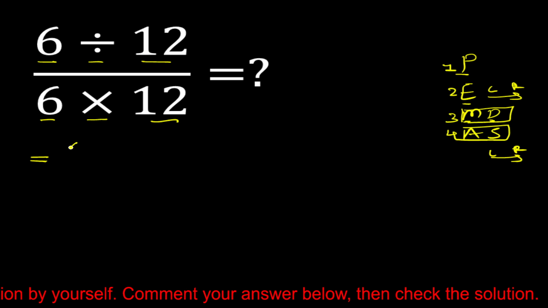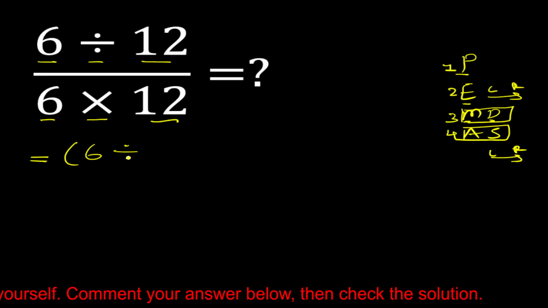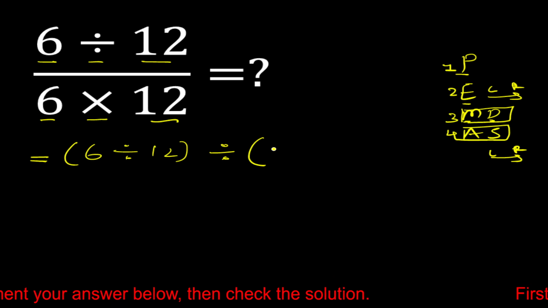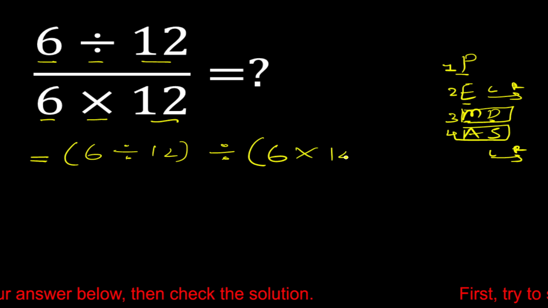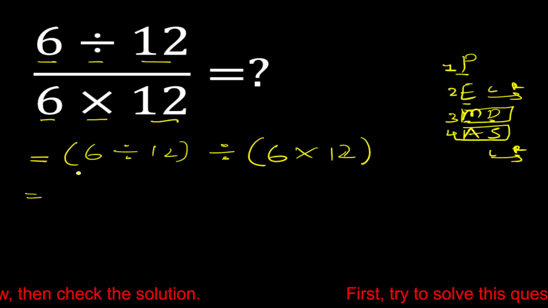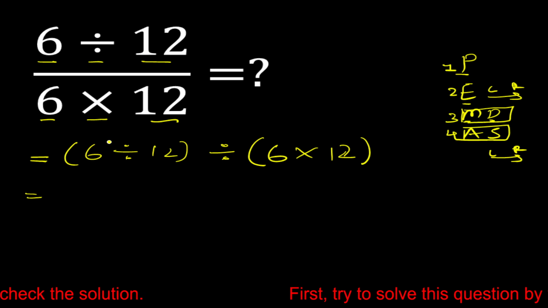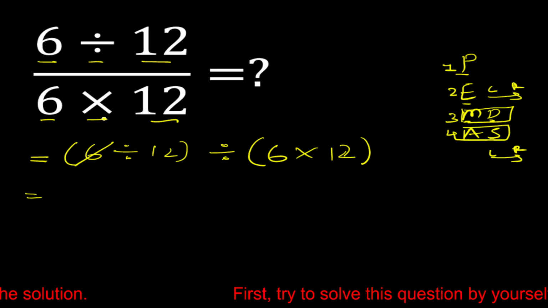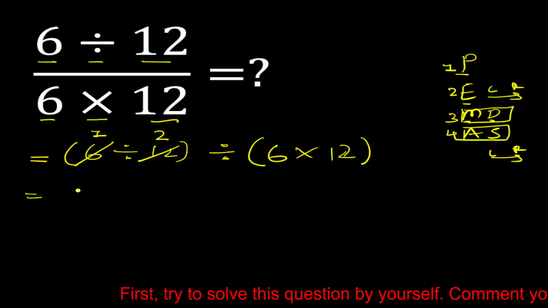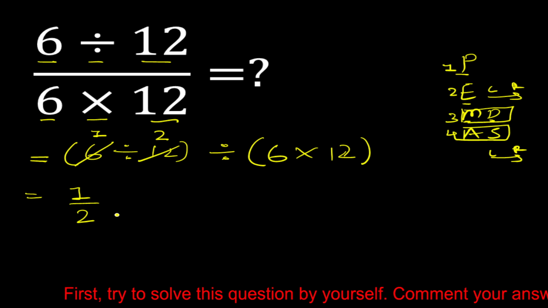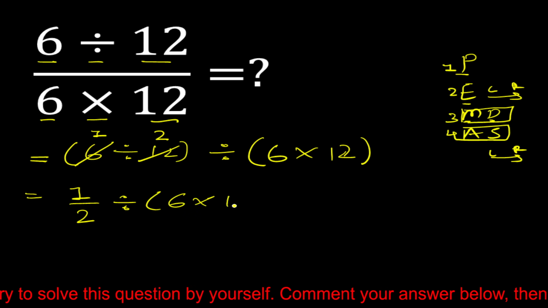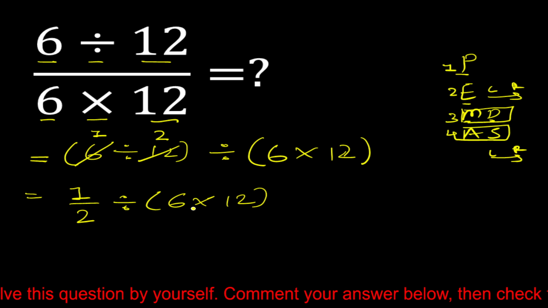So 6 divided by 12 can be written as 6 by 12 in the parenthesis, then divide (6 multiply 12), okay? Now cancel: divide 6 by 6, so here is 1, and divide 12 by 6, so here is 2. So 1 by 2 divide (6 multiply 12), okay?